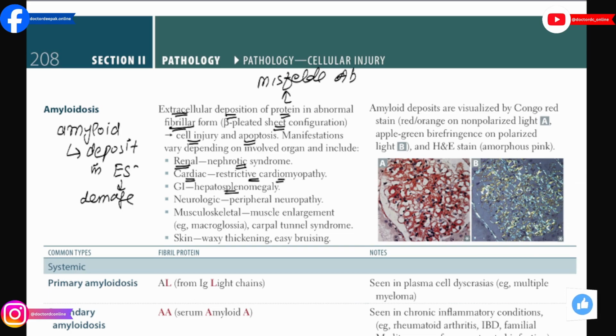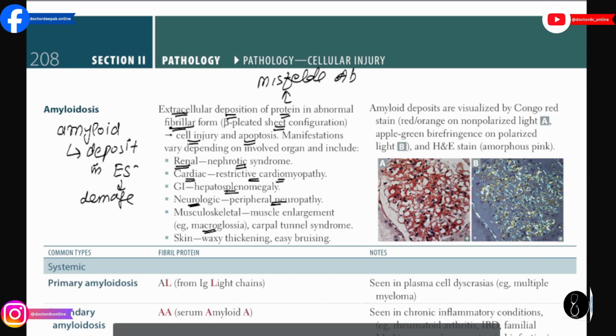Same like that, these proteins can also deposit in the peripheral nerves, which can lead to peripheral neuropathy, a kind of neurological problem. Then these abnormal proteins can deposit in the tongue. It can lead to macroglossia. Macroglossia, basically, is an enlarged tongue, a muscular enlargement of the tongue. Then it can also cause carpal tunnel syndrome. In carpal tunnel syndrome, basically, it will damage the median nerve. So that is called carpal tunnel syndrome.